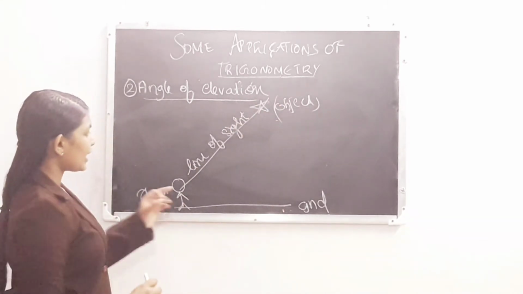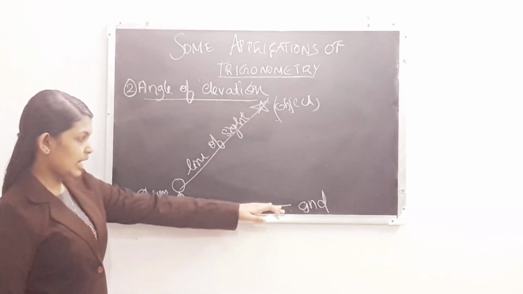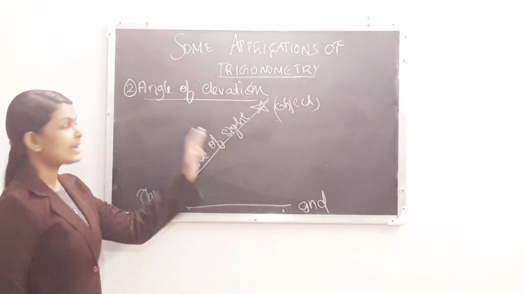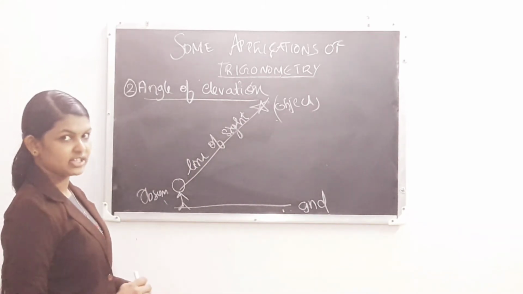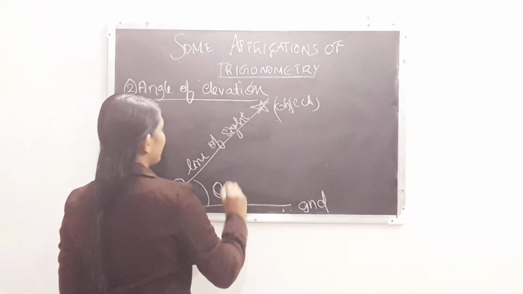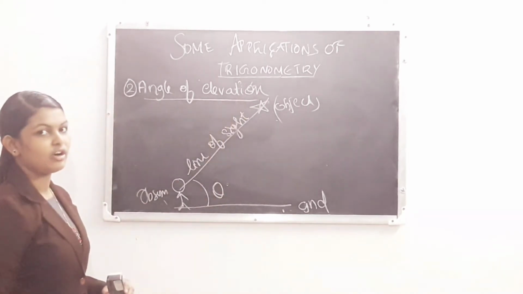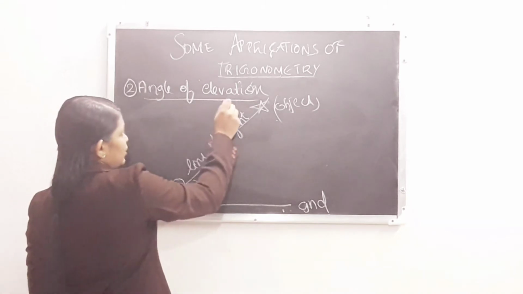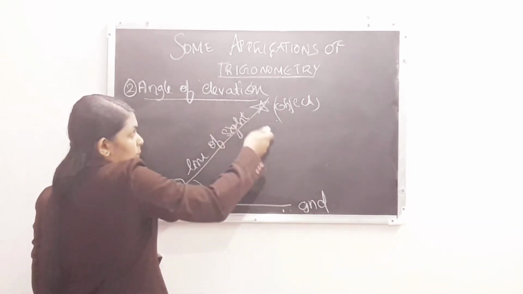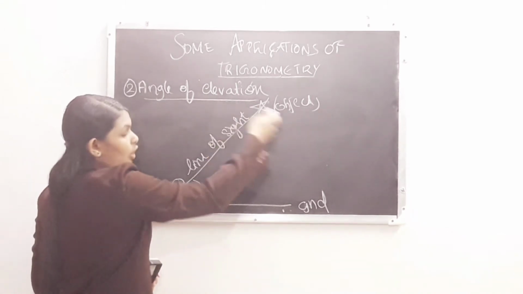Now the angle made between the horizontal plane and the line of sight can be termed as angle of elevation. So this theta can be termed as angle of elevation. And this angle of elevation is described when the object to be viewed is above the horizontal ground.